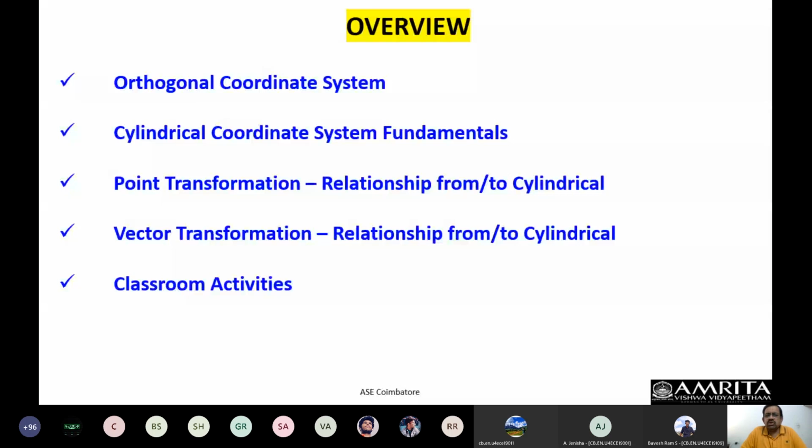And why do I have to deal with this kind of system? The reason is very simple. In the context of the course, the sum and substance of this entire course is going to be the estimation of electric field, electric potential, magnetic field, and magnetic potential. To begin with, these 4 quantities can be estimated with the Cartesian coordinate system itself.